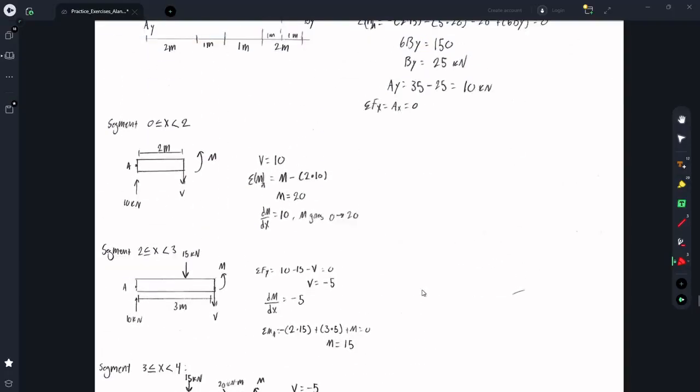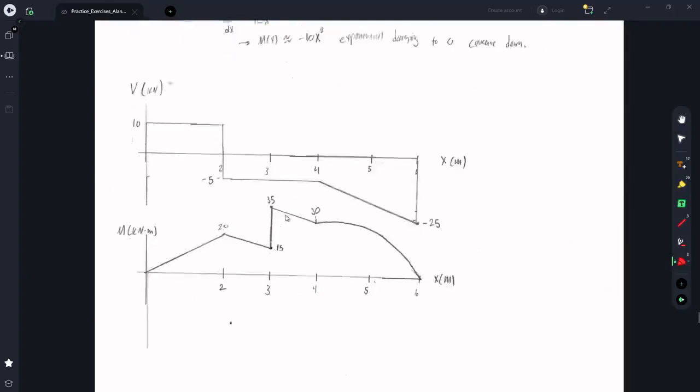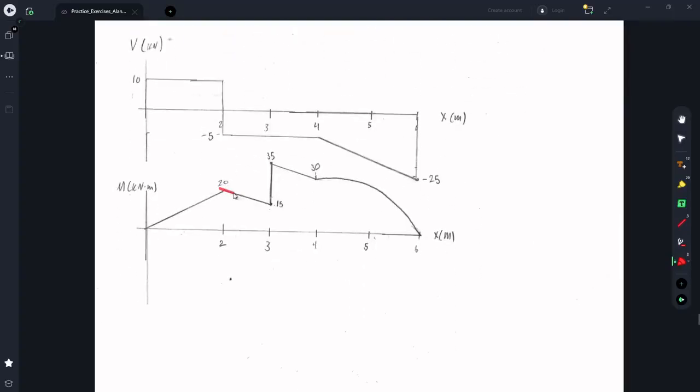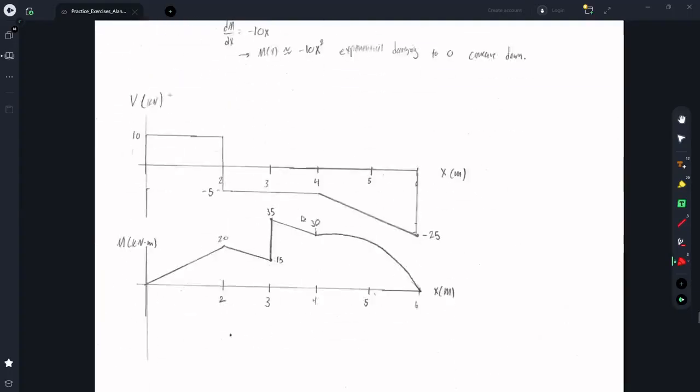For the moment diagram, we saw from 0 to 2 that it goes from 0 to 20 linearly. Then from 2 to 3, the linear slope changed to -5, so it decreases from 20 to 15. At x equals 3, there's a 20 kilonewton meter moment, so it jumps up from 15 plus 20 to 35. The slope is still -5 because the shear is at -5, so it drops by 5 from 35 to 30. And then here's the concave down decay back to 0.